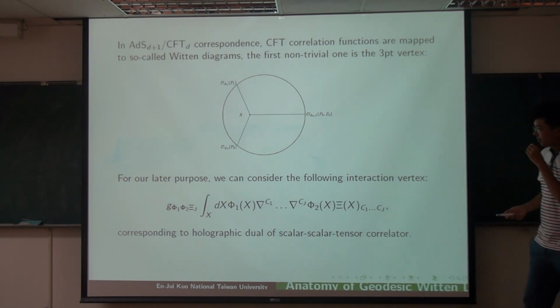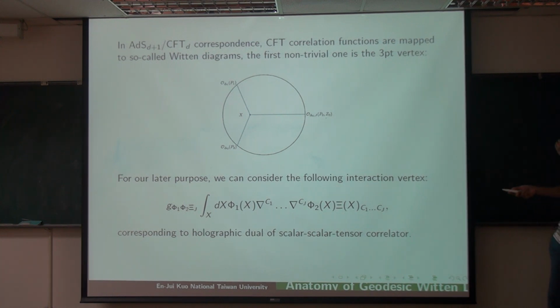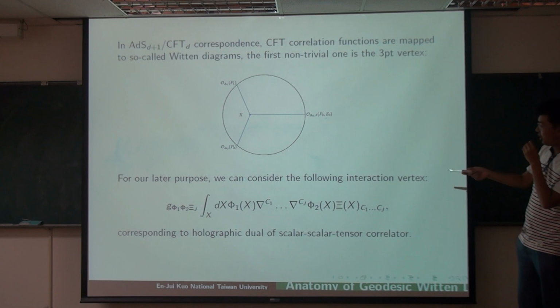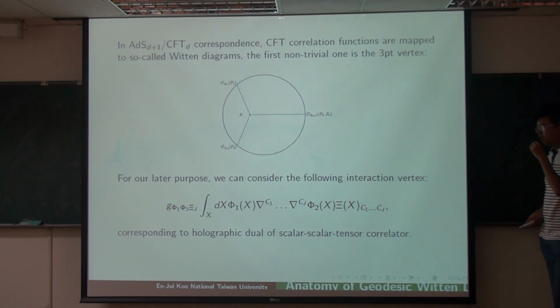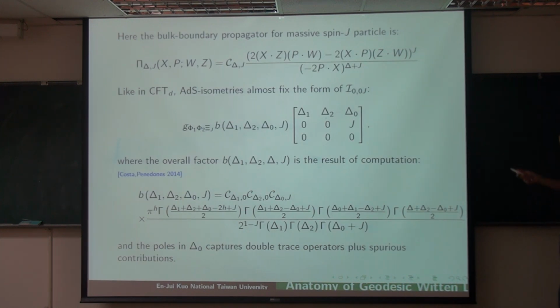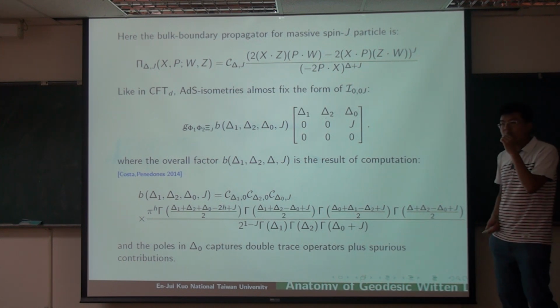So this is much the same as the QFT. We just write some interactions. For example, there are two scalars and one with a spin. So now this is one interaction, where you saturate this covariant derivative acting on the second scalar. And now this is just the form of the propagators.